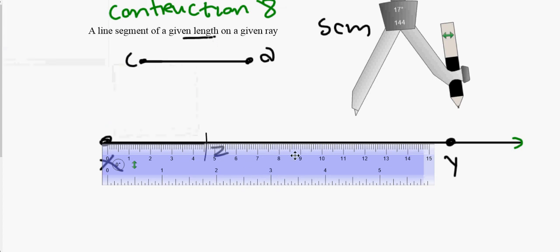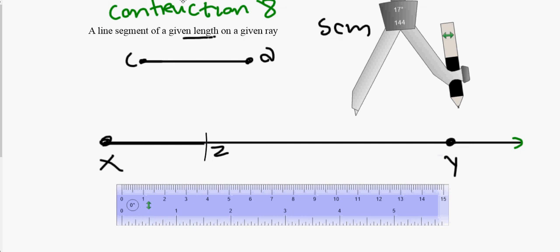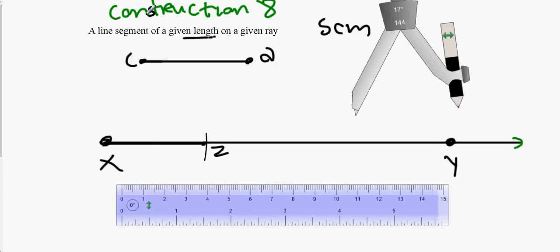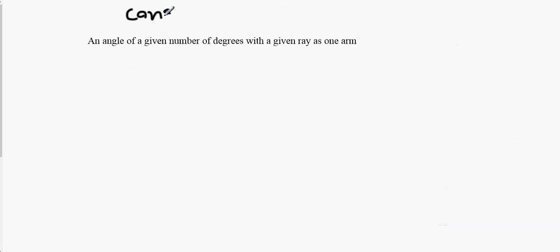Next one we're on is construction 9. Just make sure it's shaded in all the way. Okay, so construction 9. Just make sure you spell construction right. Construction 9.